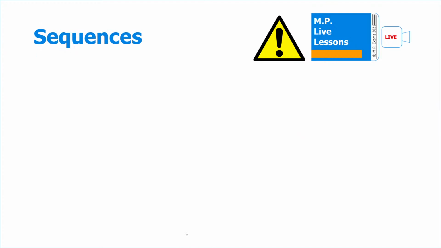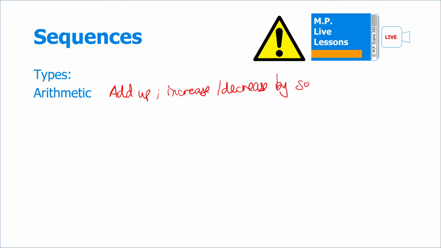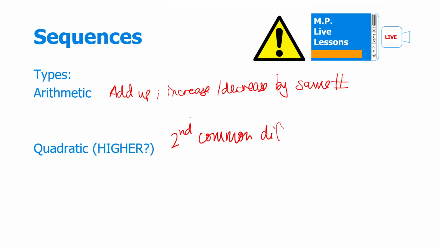You'll need to know about sequences. For example, the arithmetic ones, these add up, increase or decrease by the same number. Quadratic ones are strange. They will have a second common difference. These can start to increase much quicker as you go along. For example, the sequence could be 2, 5, 10, 17. This will increase by 3, this will increase by 7. This second common difference is plus 4.